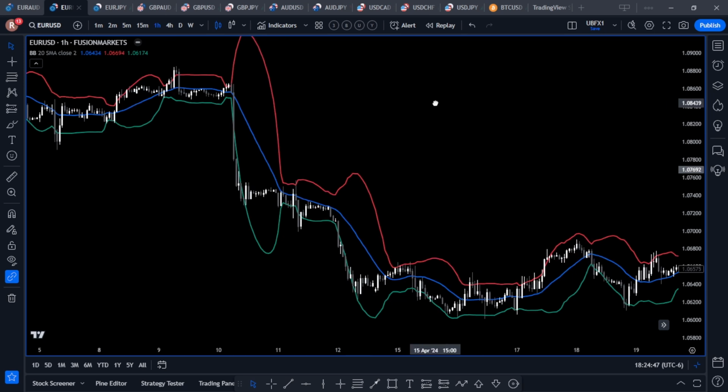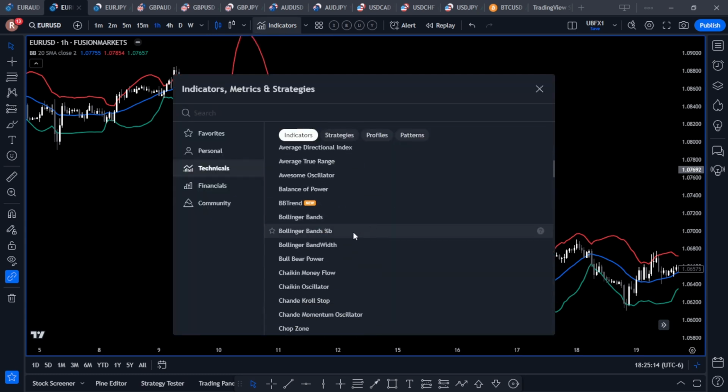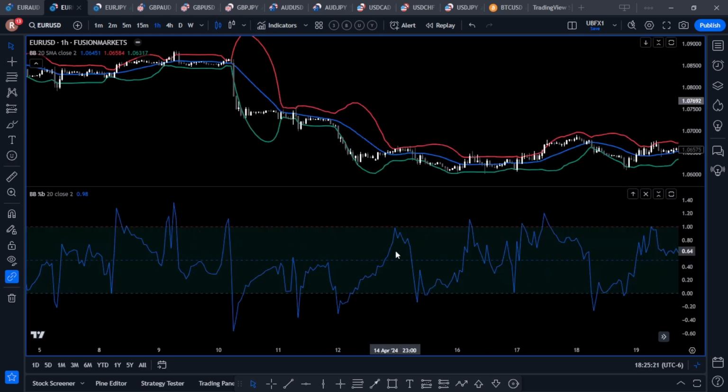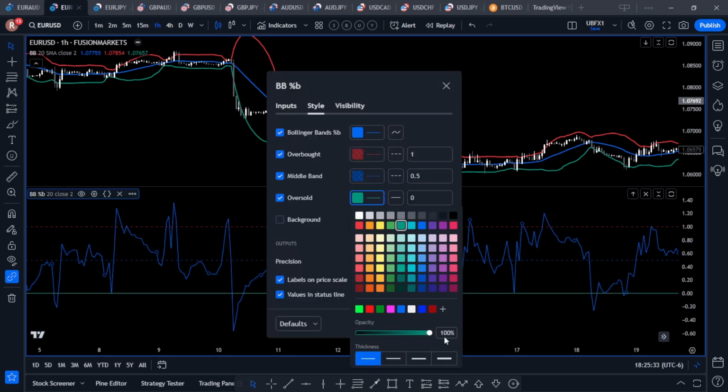Now, there is a second indicator that complements the Bollinger Band very well, and it is going to highlight the divergence that we're looking at. So I'm going to add that to the chart as well. This also is provided by TradingView. Again, we'll just scroll down and we're looking for the Bollinger Band %B. So we'll click this and here we go. We've got the Bollinger %B. I'm going to alter this just a little bit.